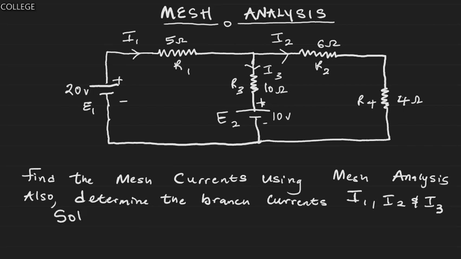Now, solution. First of all, we need to know the number of loops, or meshes, we have in any given circuit. In this case, we have two meshes, mesh 1 and mesh 2. So let's assign mesh currents to these two loops. For mesh 1, let's assign mesh current I1, and for loop 2, let's assign mesh current I2 as the unknown current.